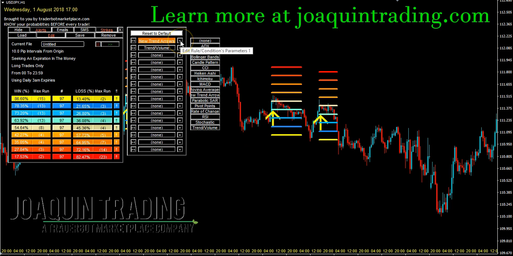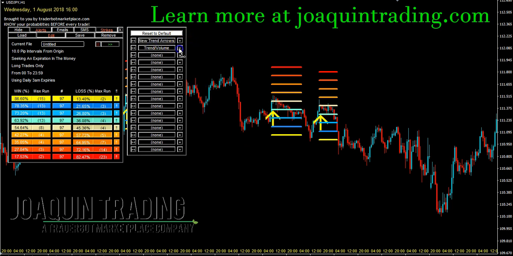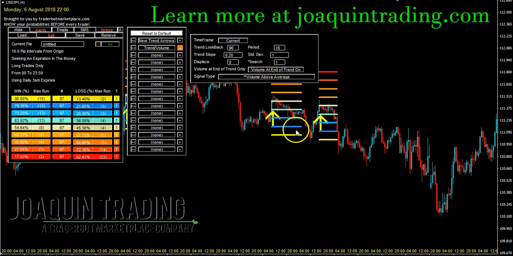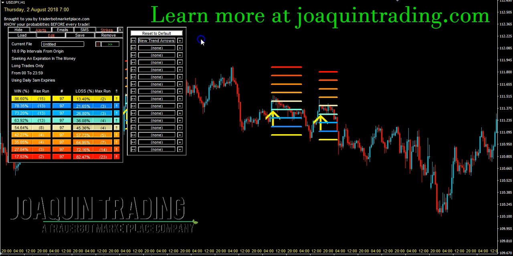What if I want to go in here and I want to change some of the options? What if I want to take out this trend volume here? This only takes trades if the volume is above average, above just regular average volume. What if I want to take that out and I don't even want to look at volume? Well, let's run it again.